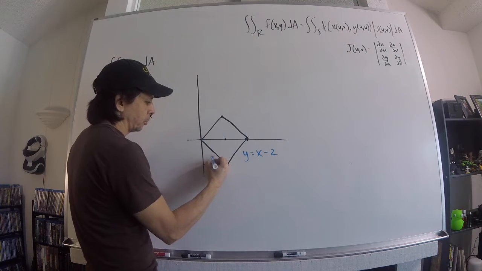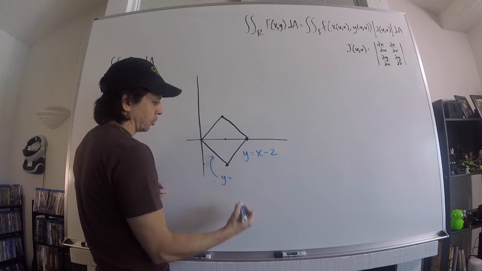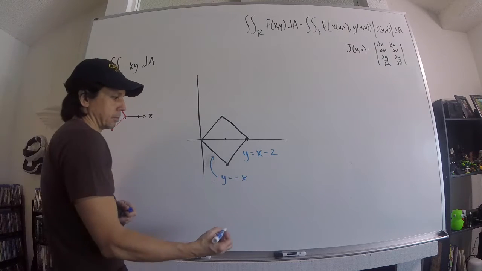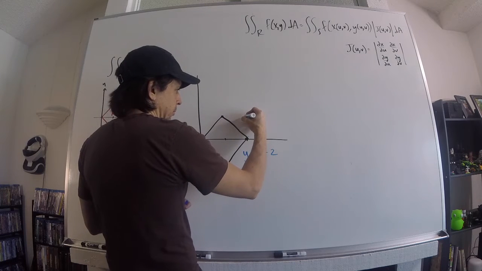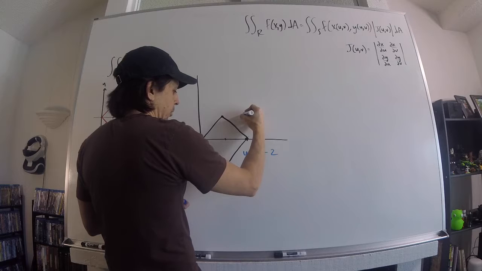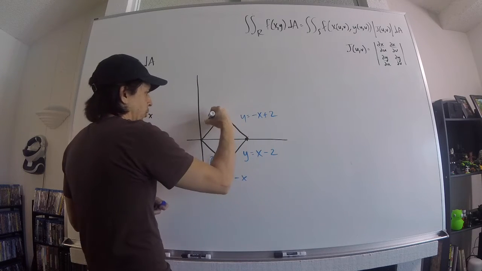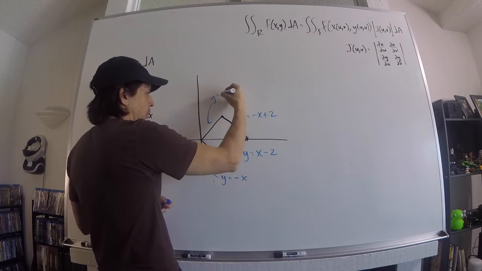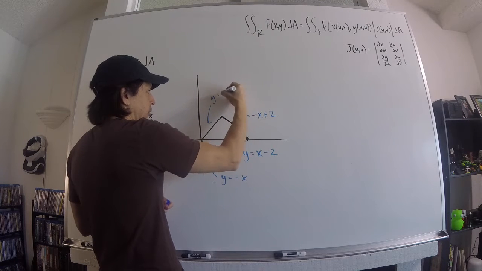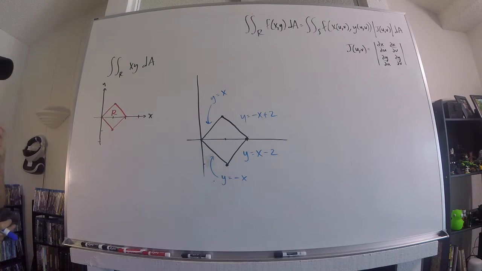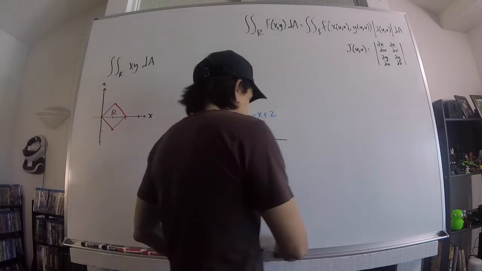y is equal to x minus 2. This one is y is equal to negative x plus 0, essentially. This one is y is equal to negative x plus 2. And this one over here is y is equal to x plus 0. Okay, and yeah, we can work with that. So let me set up the integral and work it out.